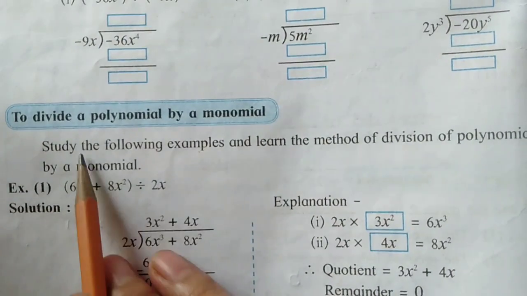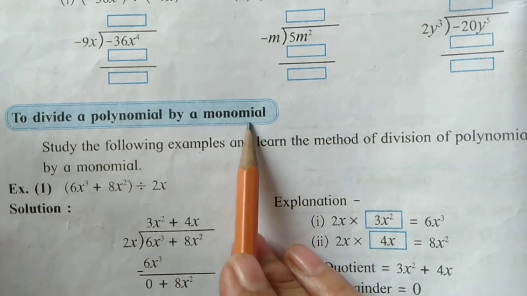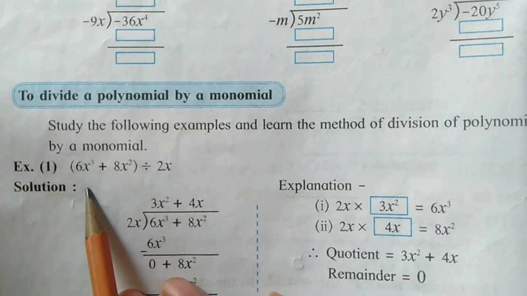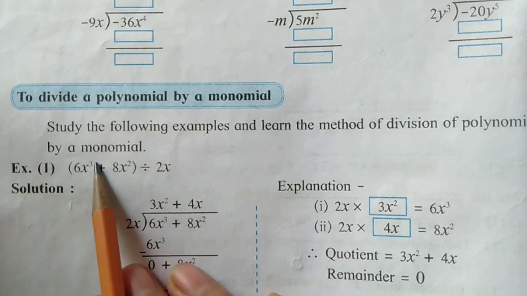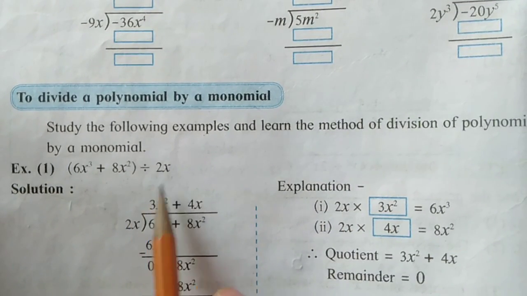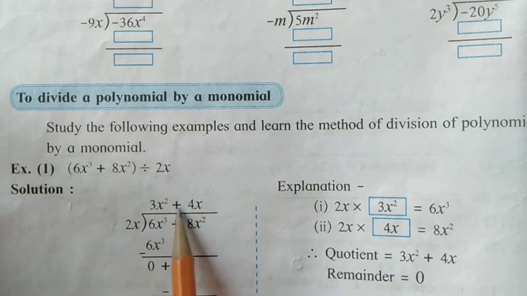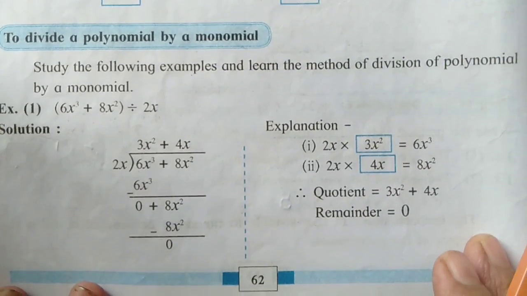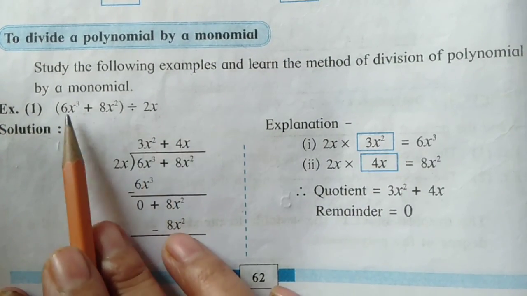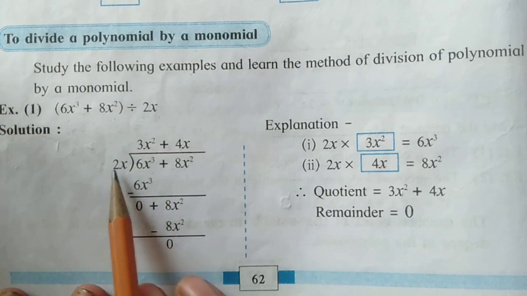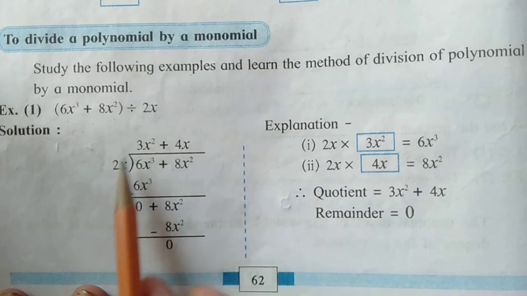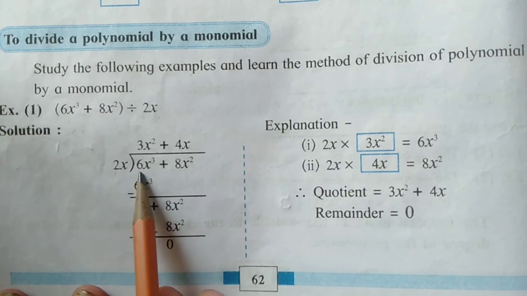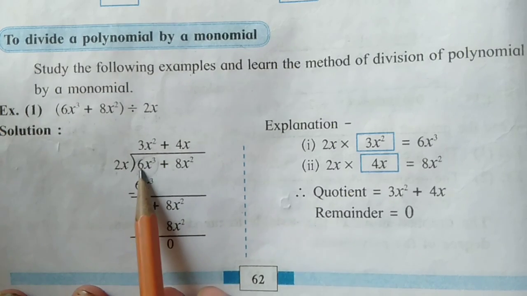Now see the next. To divide a polynomial by a monomial. So see the solved example here. 6x cube plus 8x square divided by twice x. So write it down firstly in a division form. 6x cube plus 8x square is the dividend and twice x is the divisor. So what is the coefficient of the first term of the dividend? It is 6. So we know that 2 3s are 6.